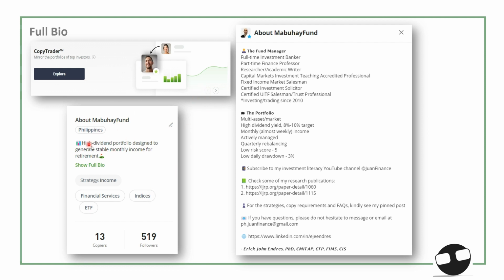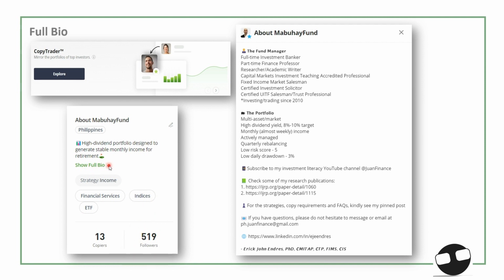Now, in this case, for example, Mabuhay Fund, they have this short intro. So here you can see the short description about the portfolio. In this case, a high dividend portfolio designed to generate stable monthly income for retirement. The strategy tagging for this one is income, and then the major sector exposures or assets, and then you will have here the number of persons copying the portfolio, and the number of followers.